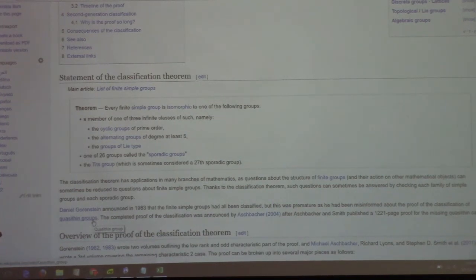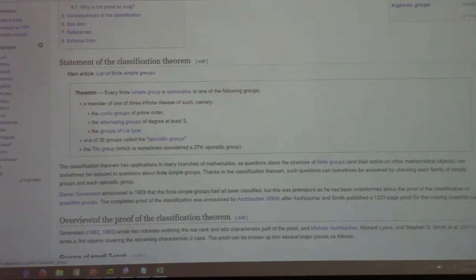It turns out that every finite simple group is isomorphic to one of the following groups: the cyclic groups of prime order, the alternating groups of degree at least 5, the groups of Lie type, or one of the 26 groups called the sporadic groups. Now, the history of this is somewhat involved. This is Wikipedia.